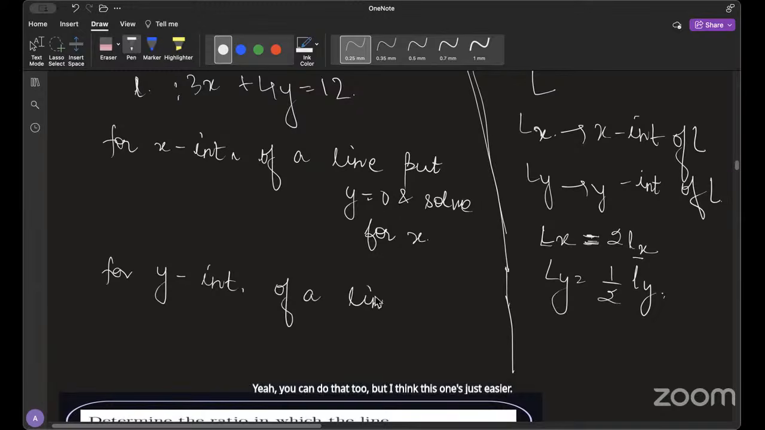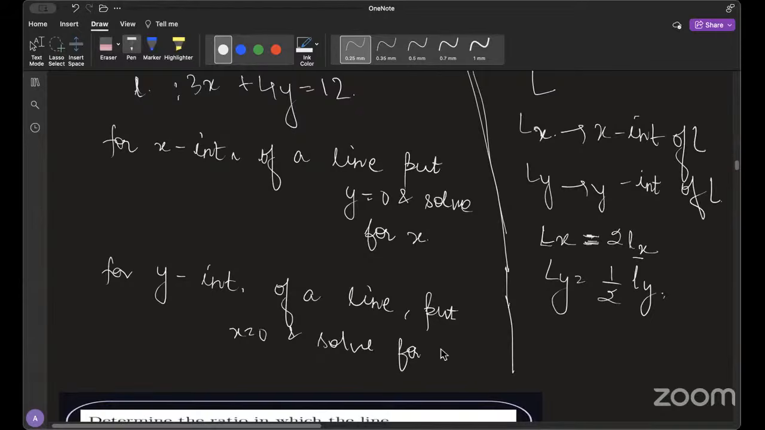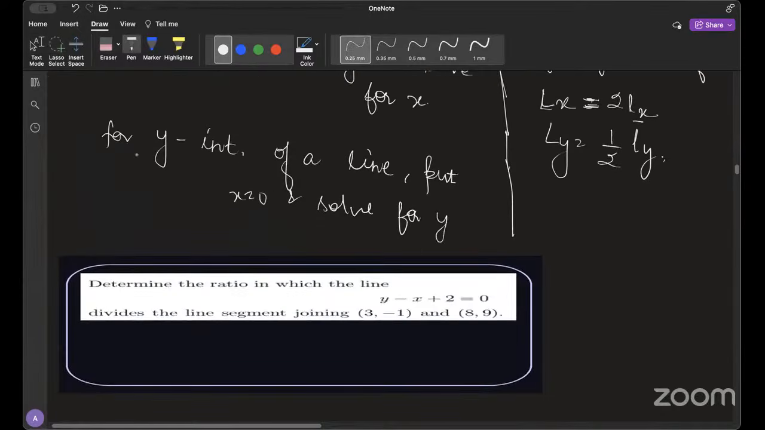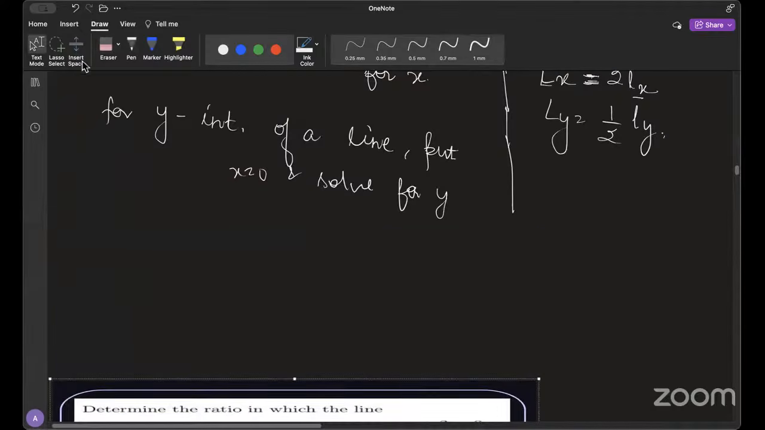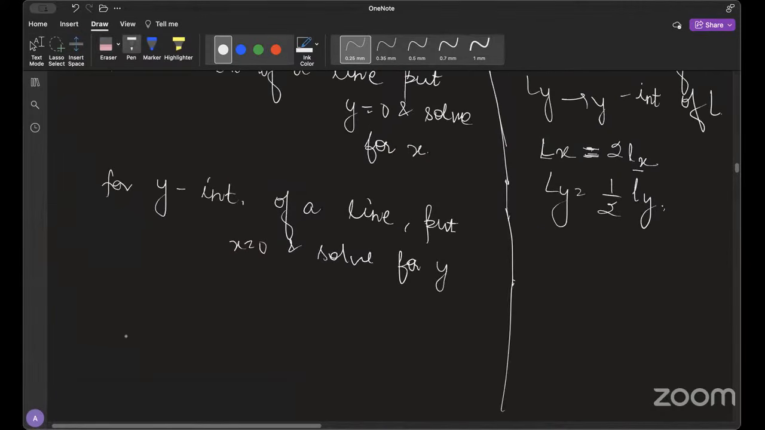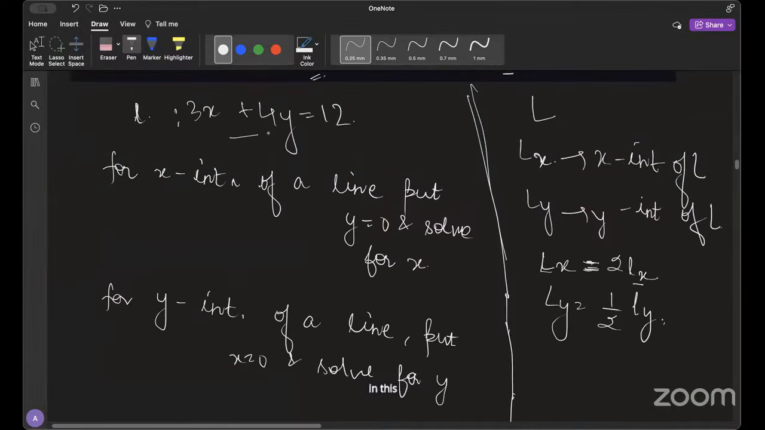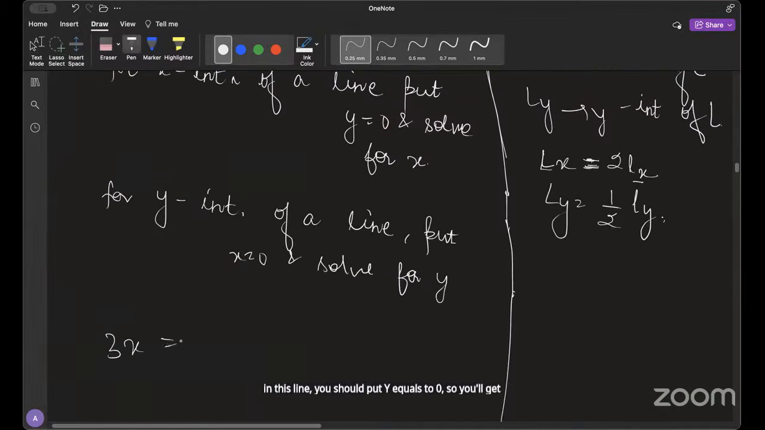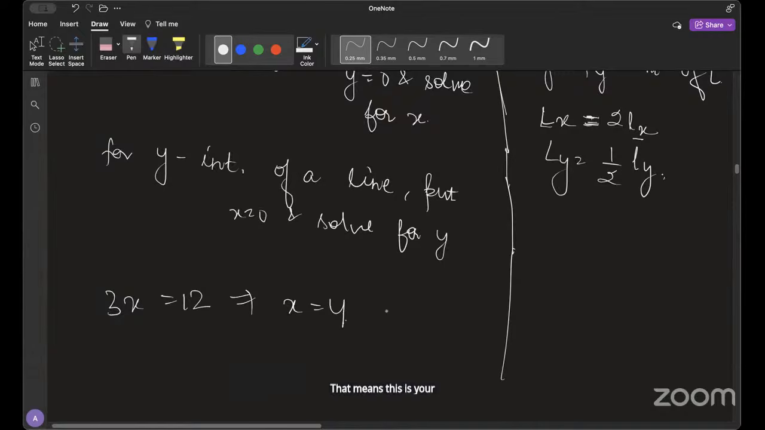Of a line, put x equals to 0 and solve for y, right? So for the x-intercept in this line, you should put y equals to 0. So you will get 3x equals 12. And then you should solve for x. So this will give you x equals to 4. That means this is your x-intercept for the line L, right? So this implies that your Lx is 4.